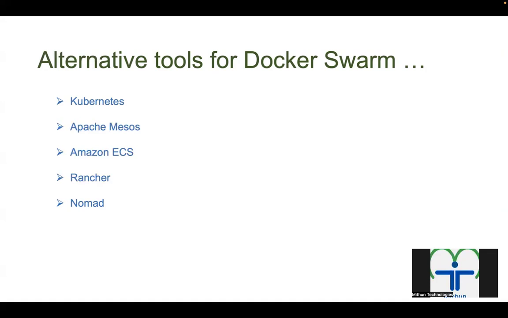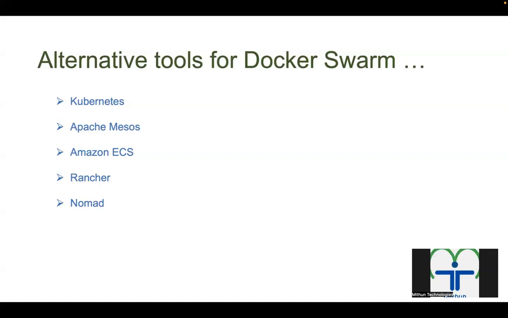And Amazon ECS. Amazon ECS means Amazon Elastic Container Service. We are going to cover this also. It is a managed container orchestration service provided by AWS. So it is not free. Then Rancher, Nomad, like this, many alternatives for Docker Swarm. See, we discussed Amazon ECS. Anyway, we are going to cover that also as part of our curriculum.